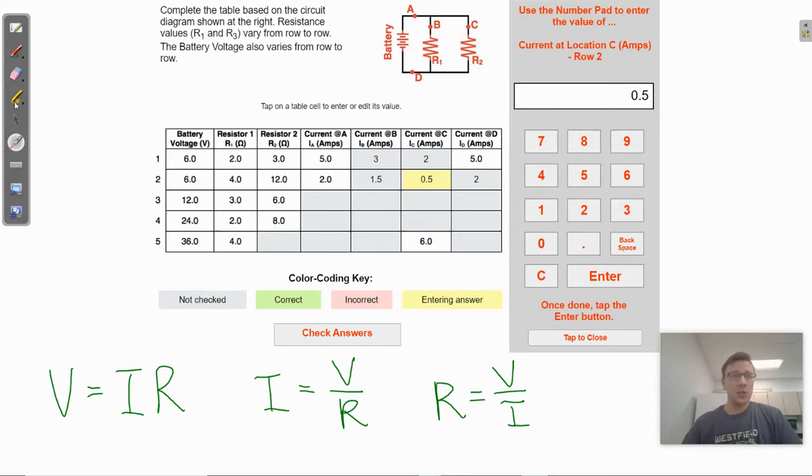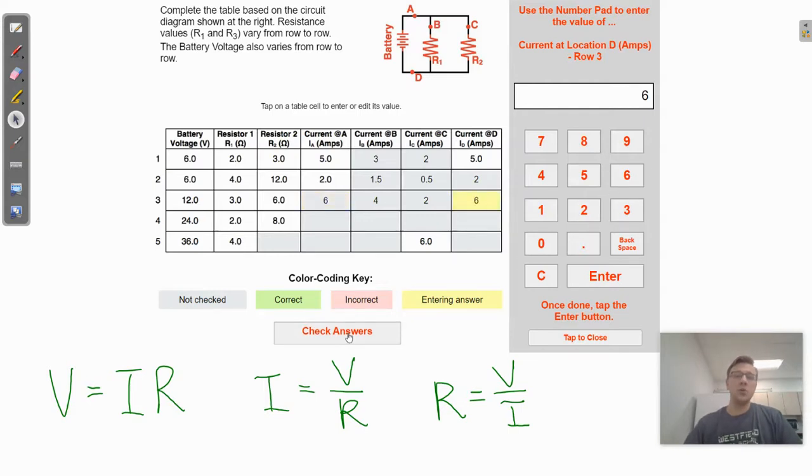Now, in this next one, let's go ahead and calculate the current in B and C, and then we'll add them together to get A and D. So we're doing that same process here. Battery voltage 12 volts divided by resistor 1, that is 3 ohms. That's going to give us a current of 4 amps through branch B. And then the battery voltage 12 volts divided by resistor 2, 6 ohms, is going to give us 2 amps at branch C, and then those add up to 6, and that's what we'll put in for A and D.